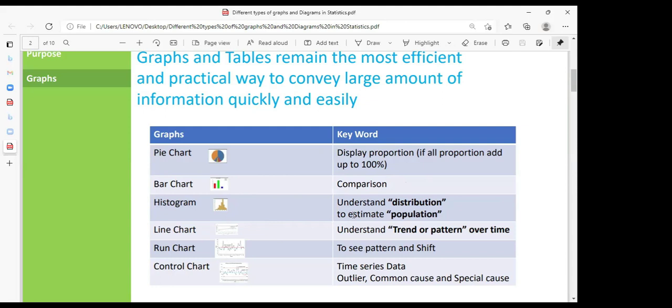Line chart is basically to understand a trend over a period of time. You can have data for, say, 6 months, where you can compare the time series data. Run chart is also similar to the line chart, but the difference is that you have a median line in between. So basically this is to see a pattern or a shift. For example, if you do something pre, then place an action plan, and then go and see the post effect of it.